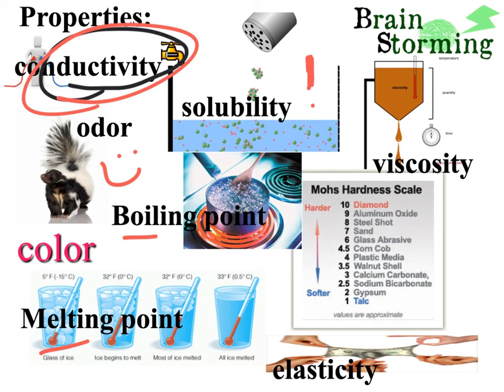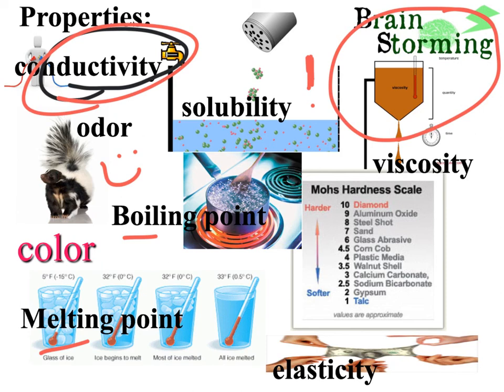Viscosity is an interesting property. This setup is a viscosity tester, and they have a substance in a container, and they're timing how long it takes for that substance to drip through. Viscosity is a measure of a substance's resistance to flow.